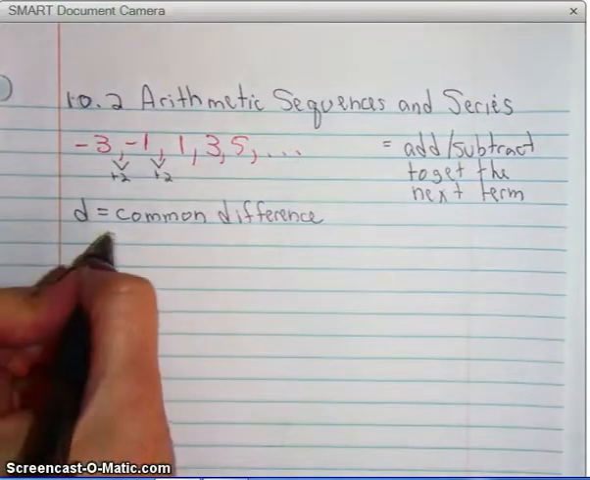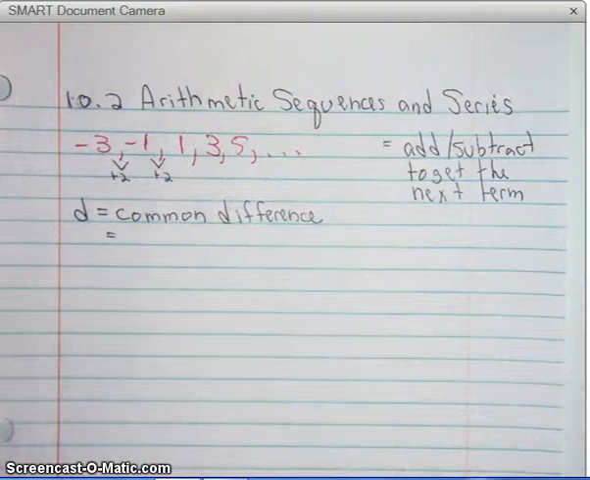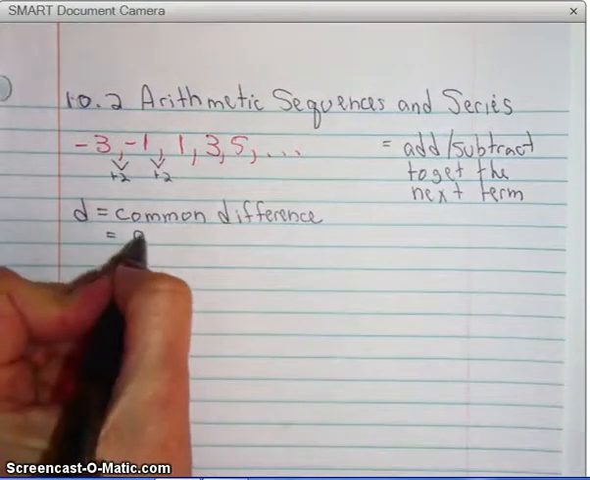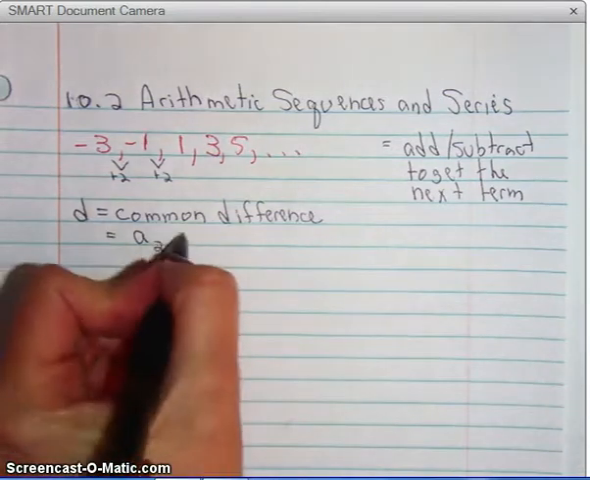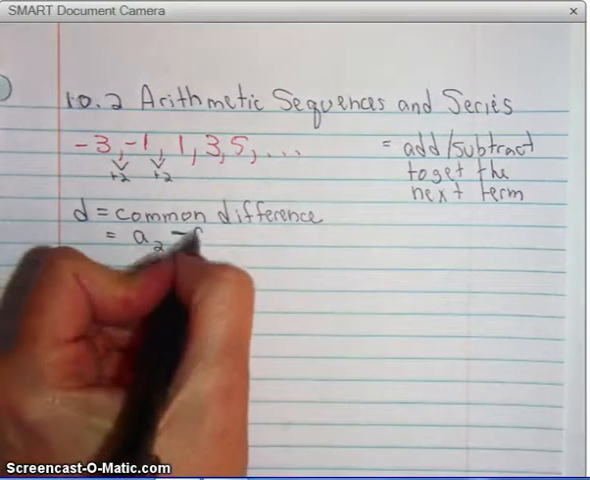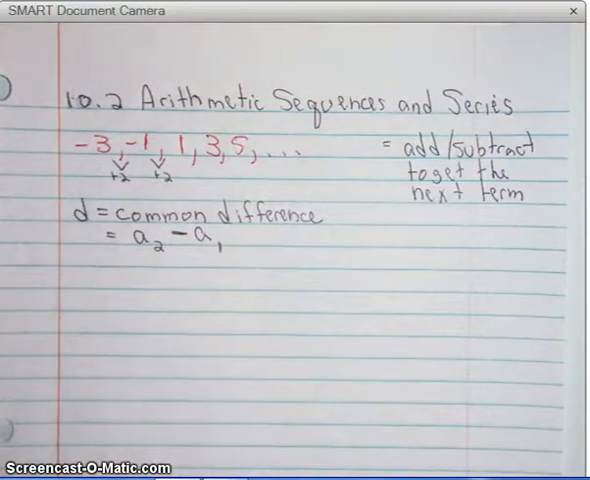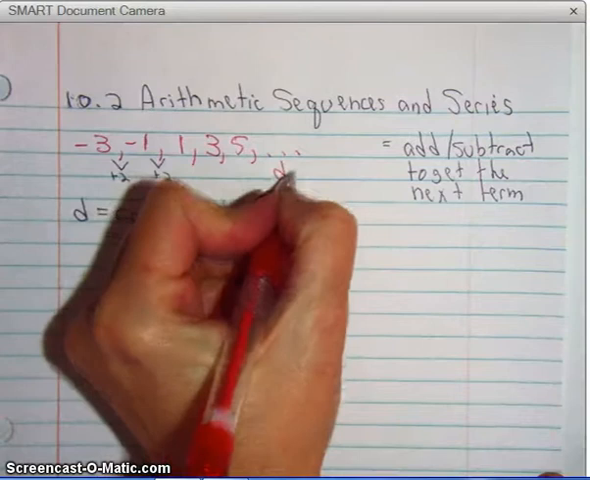But if the common difference isn't obvious to you guys, here's how you find it. You take a sub 2. Anybody remember what a sub 2 stands for? First of all, the letter A has meaning. It stands for a word. Is it the answer in the second position? Yes. So it's the answer in the second position minus a sub 1. So the common difference will always be the answer in the second position minus the answer in the first position.